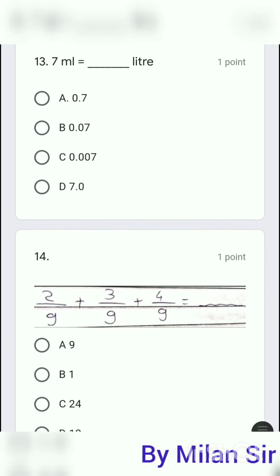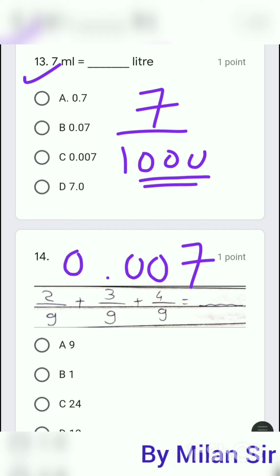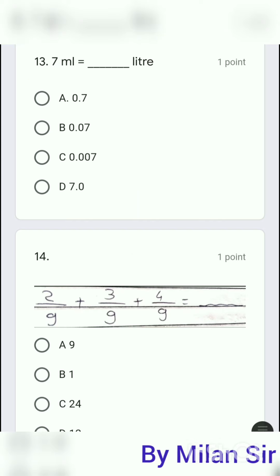After that, question number 13. 7 ml is equal to how many liters? If we want to convert milliliter into liter, then we need to divide the number by 1000. So here we need to divide 7 by 1000. So here total 3 zeros are there in the denominator. So in the numerator, before 3 digits we need to put the decimal point, but here we have only 1 digit, so we need to put 2 zeros before that, and before that decimal point nothing is remaining, so 0. So the answer is 0.007, option C.